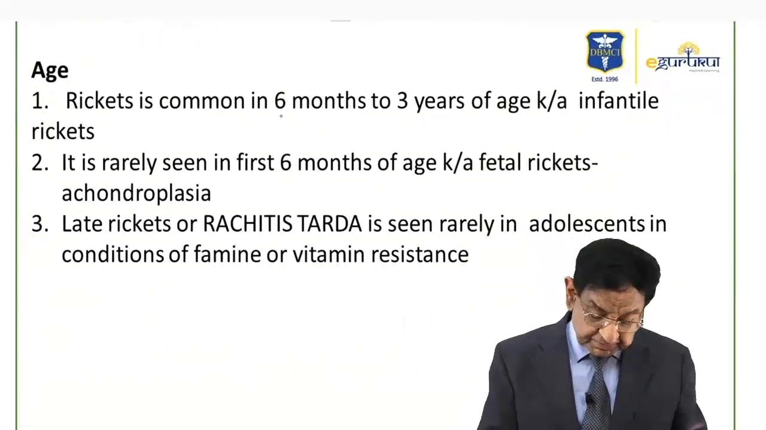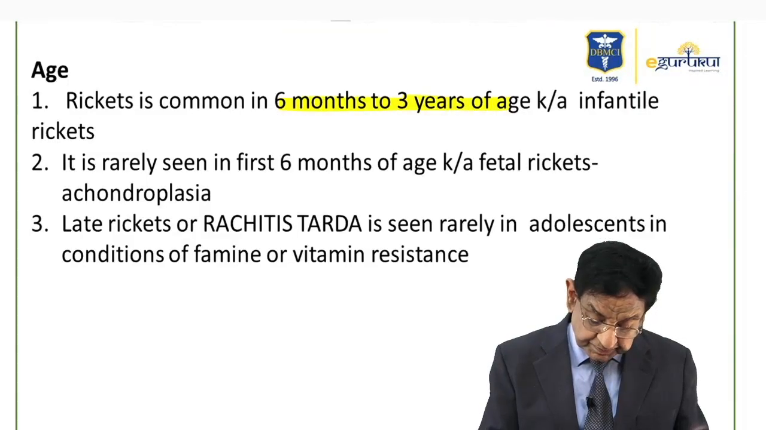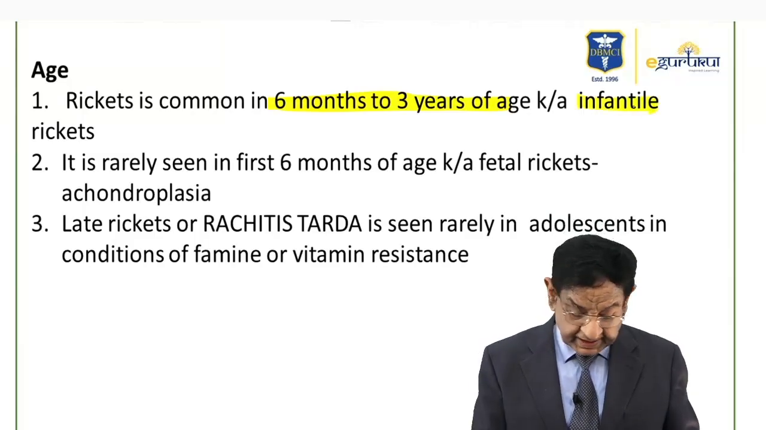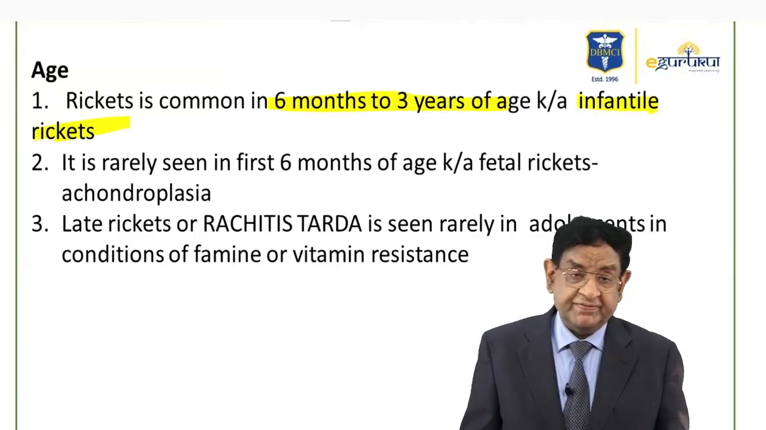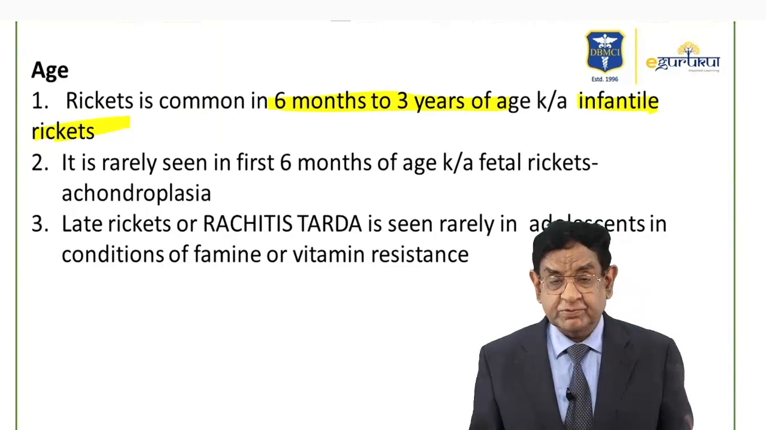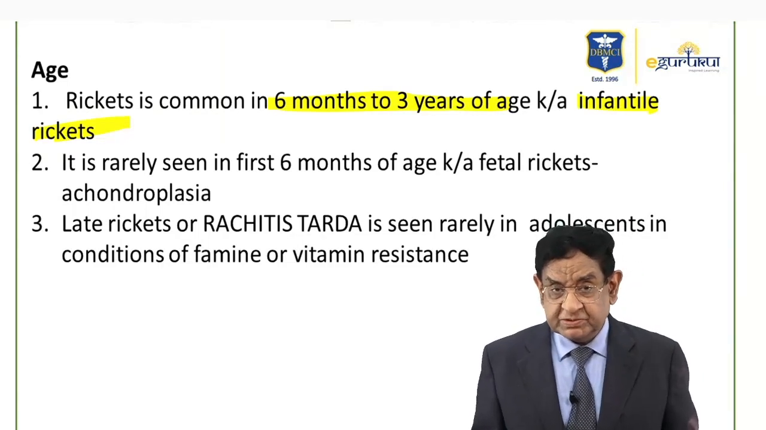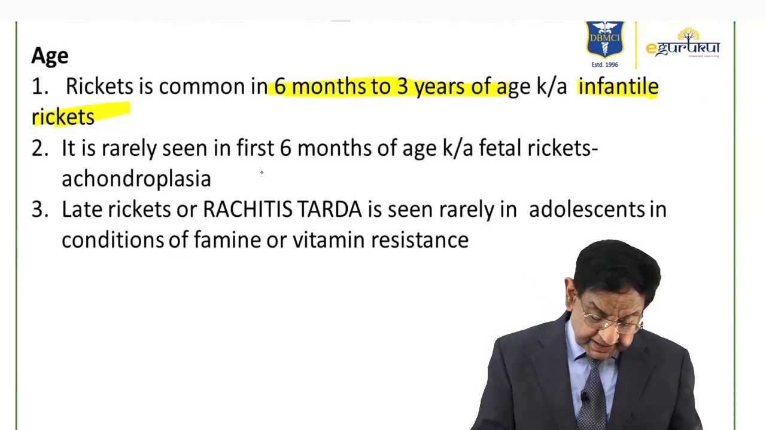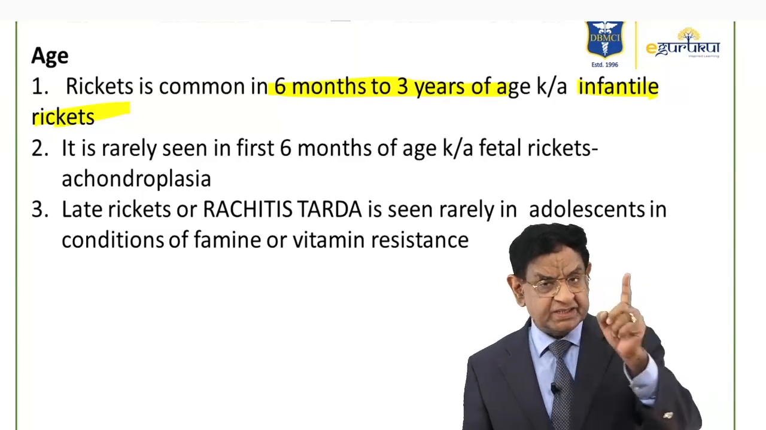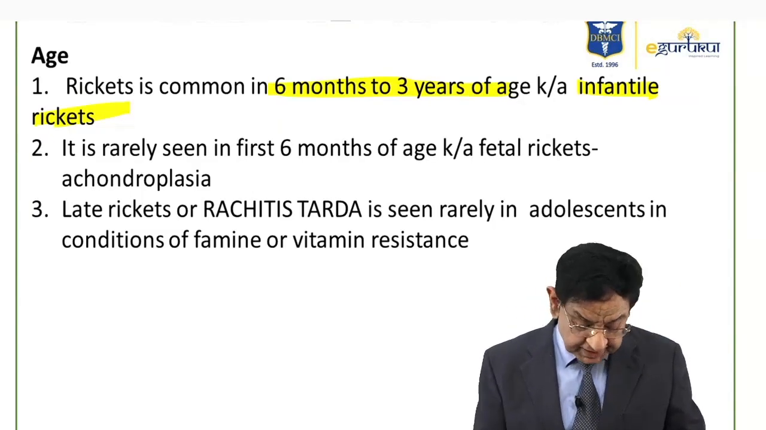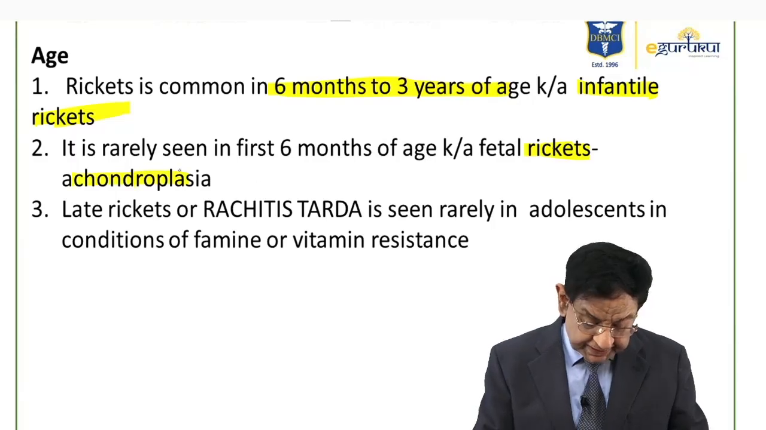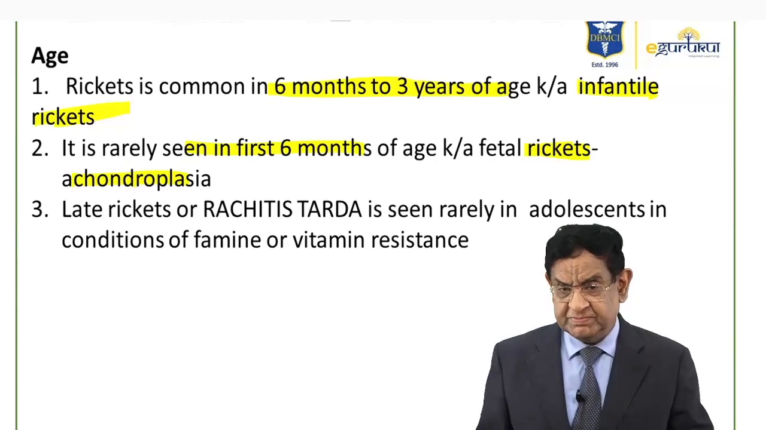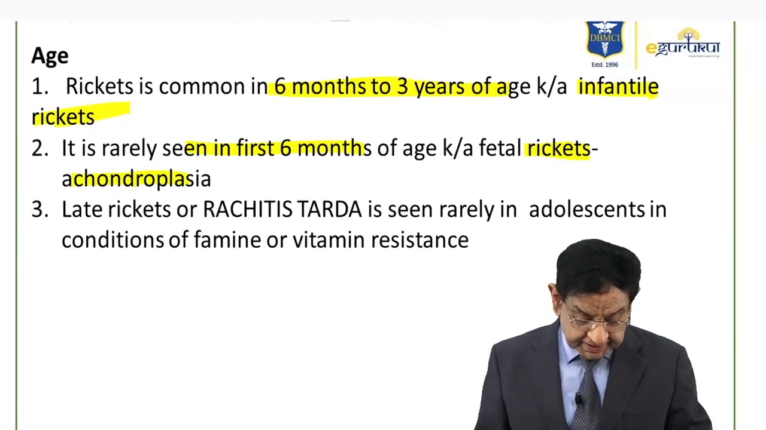Age 6 months to 3 years, and this is also known as infantile rickets. Definitely starting at the age of 6 months, infant is up to the age of 12 months. So starting at 6 months to 3 years is infantile. It is very rarely seen before 6 months, it's not common, and that is known as rickets achondroplasia. So the main age is 6 months to 3 years, rarely before 6 months.